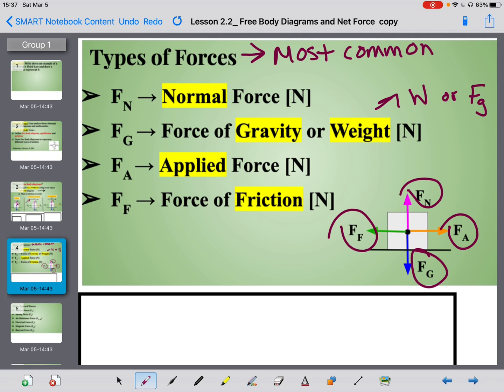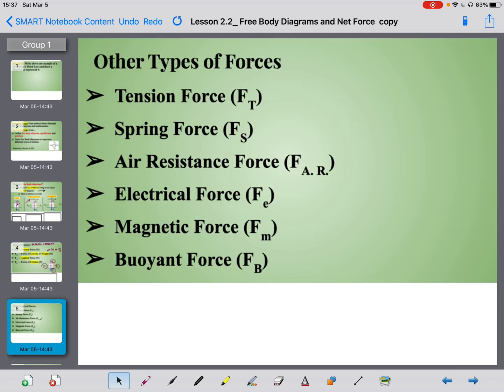Okay. We do have some other types of forces. These are called the tension force, which we denote as Ft, the spring force, which is Fs, air resistance force, which is Far, electrical force, which is Fe, magnetic force, which is F of M, and the buoyant force, which is Fb. I'm just going to give you a heads up. The ones that we will actually be talking about later on in this class are the spring force, air resistance, electrical force. We won't really be talking about the magnetic force in super detail, but we will mention it when we do talk about magnets.